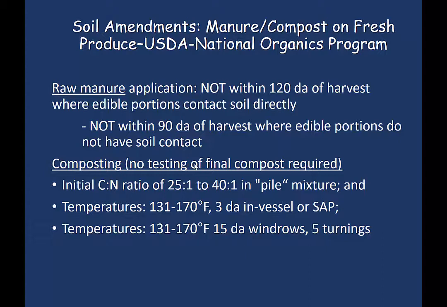In terms of the National Organic Program, raw manure: you cannot have raw manure put onto a field within 120 days of harvest if it's carrots or something that touches the soil, okay? If it's like oranges, then we can't have it within 90 days, okay?